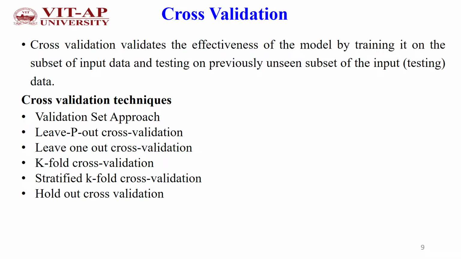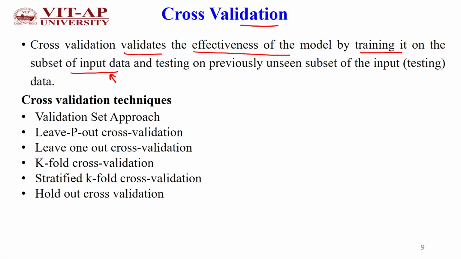Hi, this video explains the cross-validation approaches in ML models. Cross-validation is the procedure for evaluating or validating the performance of a machine learning model by training the model on a subset of the input data, called training data, and testing it with the testing data.